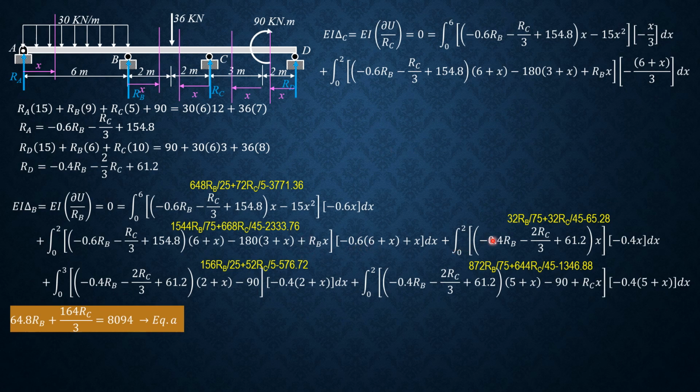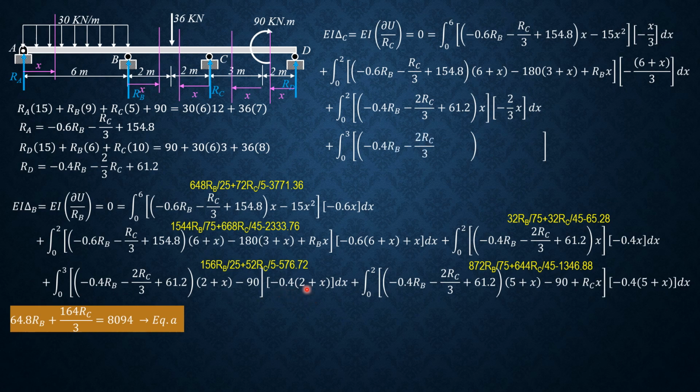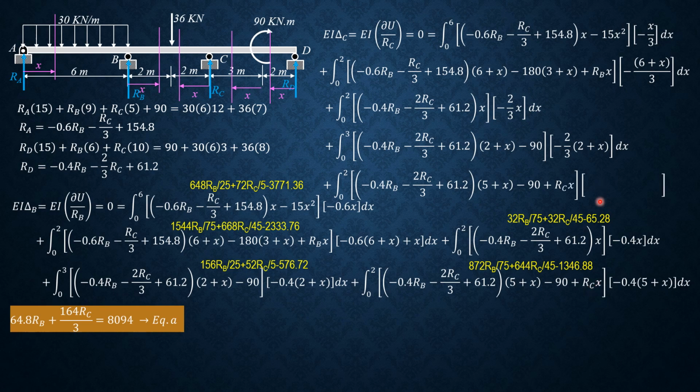Then next, copy this integral 0 to 2 negative 0.4 RB minus 2/3 RC plus 61.2 times x, with respect to RC negative 2/3 of x dx. Plus this integral, then replace this by negative 2/3 of 2 plus x dx. And then copy this integral, then replace this by negative 2/3 of 5 plus x. So copy, then here negative 2/3 of 5 plus x derivative.